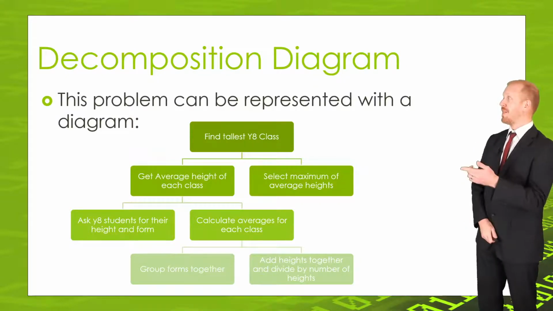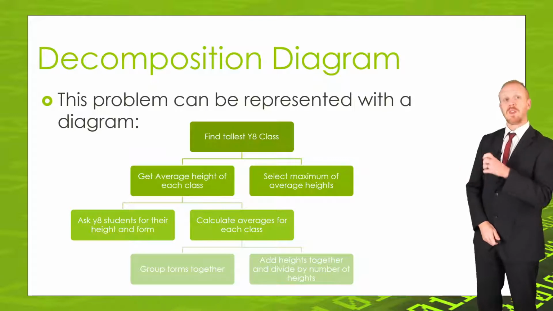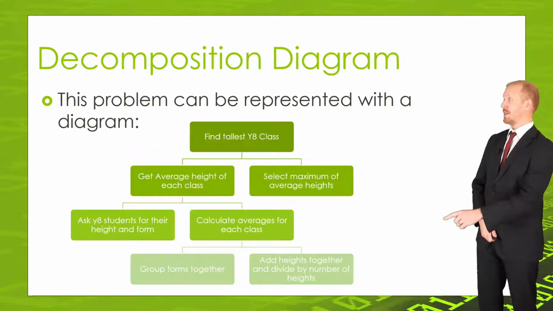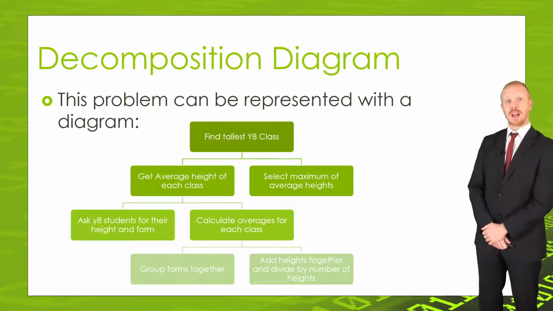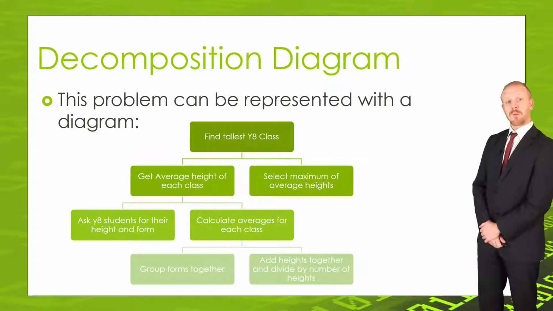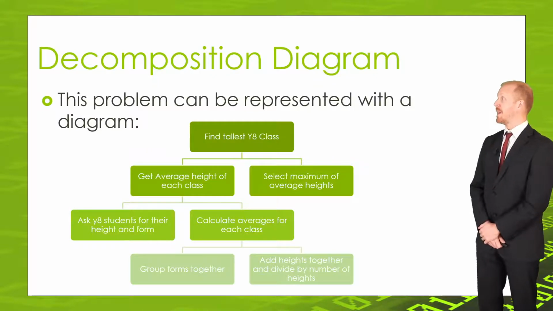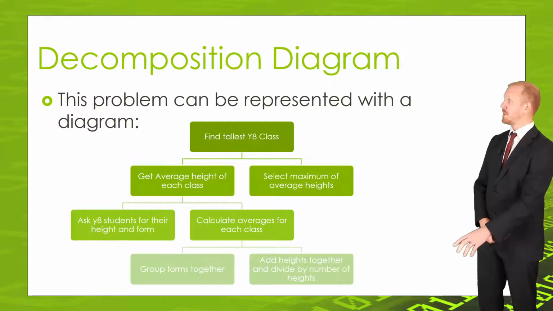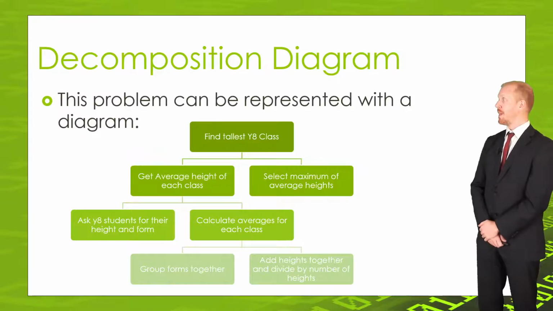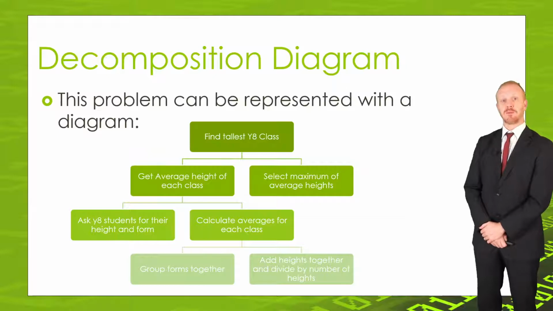We took the get the average height of each class and we decomposed that further by splitting that up into smaller tasks. Ask Year 8 students for their height and form and then calculate the averages for each class. We can decompose it even further. If calculating the average for each class is not straightforward how to do, we can split that into further steps, saying group each form together, then add the heights together and divide by the number of heights.